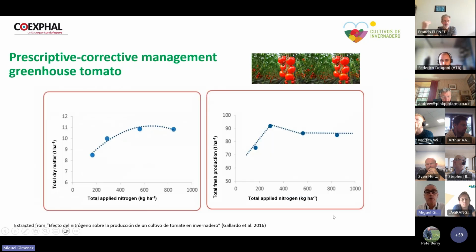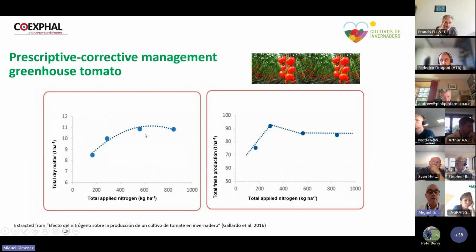But I'm going to give you some other data obtained in a tomato crop, which is the second largest crop in the area. And this coincides a lot with what Pete explained in the slides that he showed, right? In this graph at the left part of the screen, you can see how the total applied nitrogen expressed in kilograms per hectare affects the total dry matter in tons per hectare of a tomato crop.